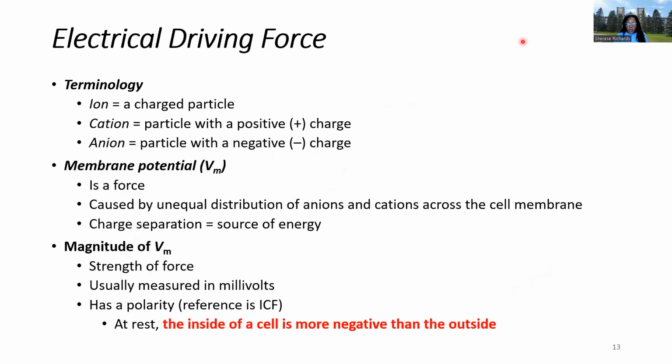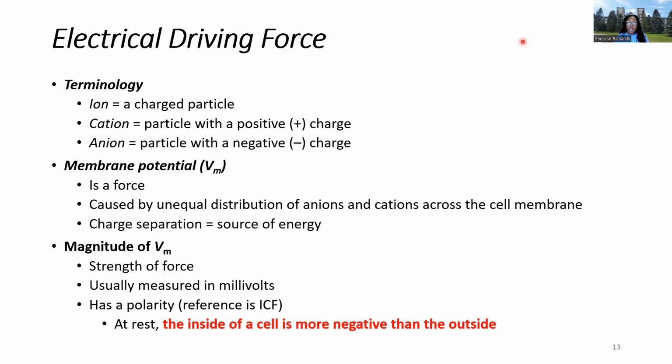All right. Now, we can also think about the electrical driving force as a separate force. As far as the terminology here, we want to think about some terms that will help us understand the electrical driving force. So an ion is any type of charged particle. Specifically, a cation is a positively charged particle, and then an anion is a negatively charged particle. So we can think about sodium as being an ion, right? We sometimes refer to these as electrolytes because, again, they're charged.